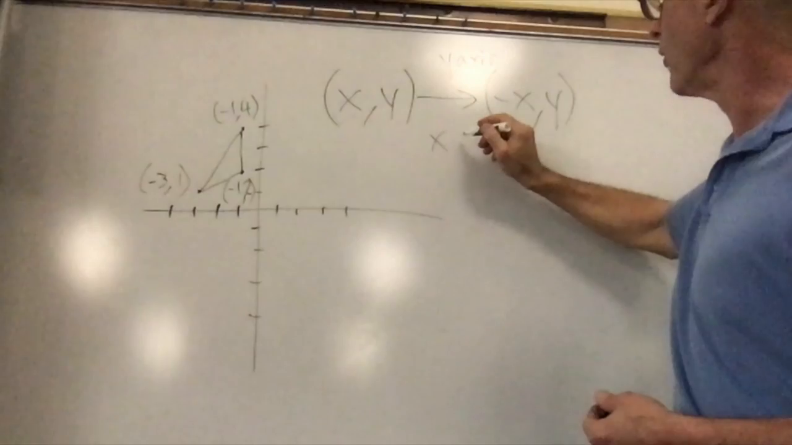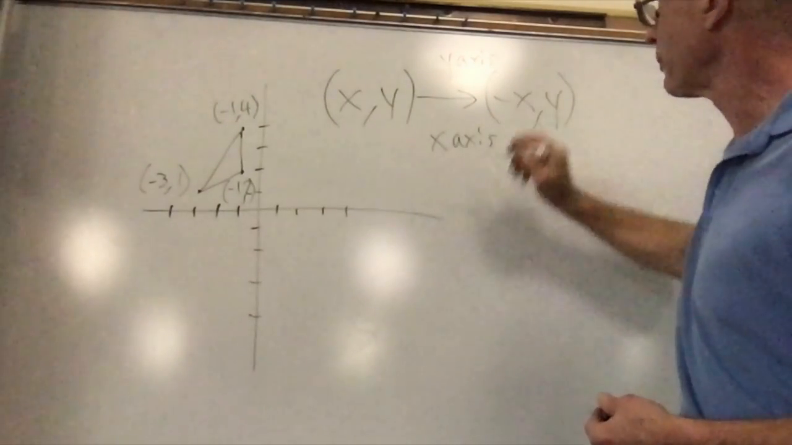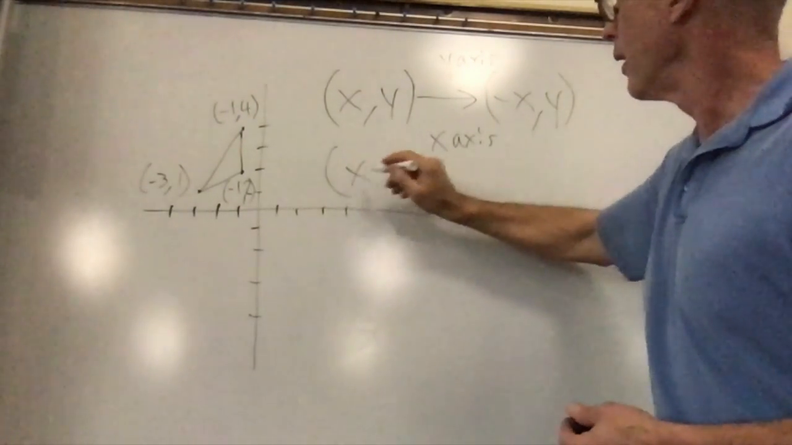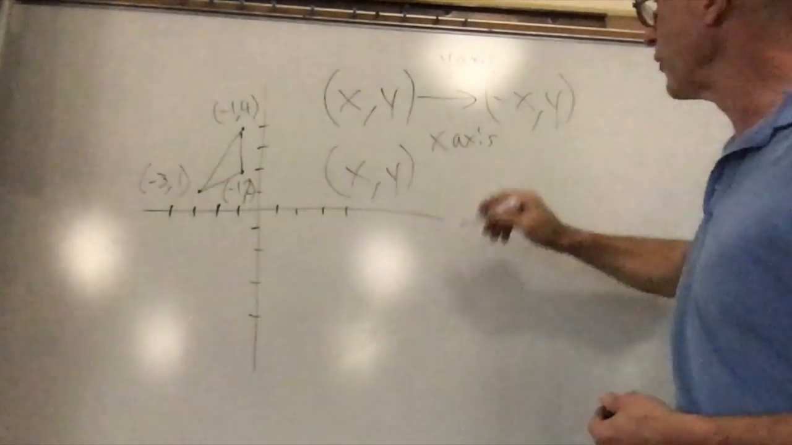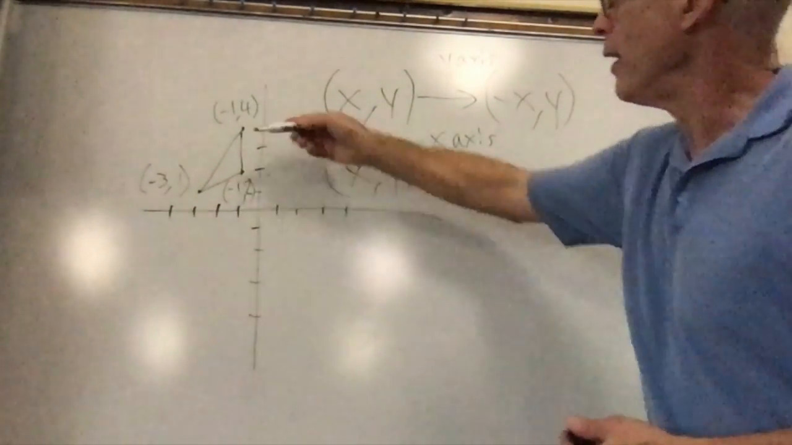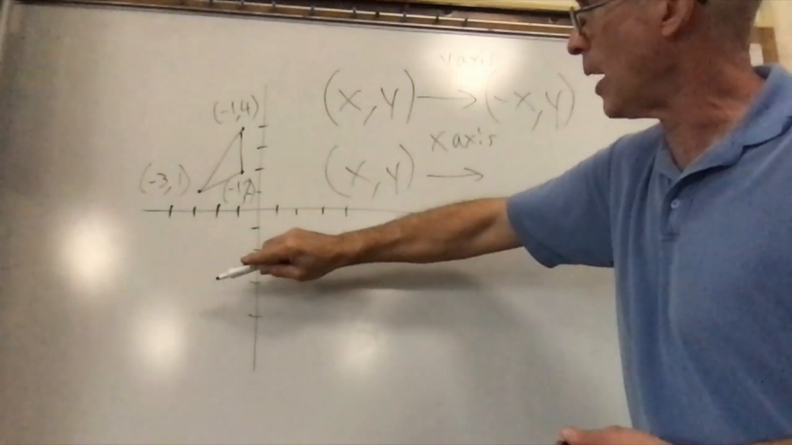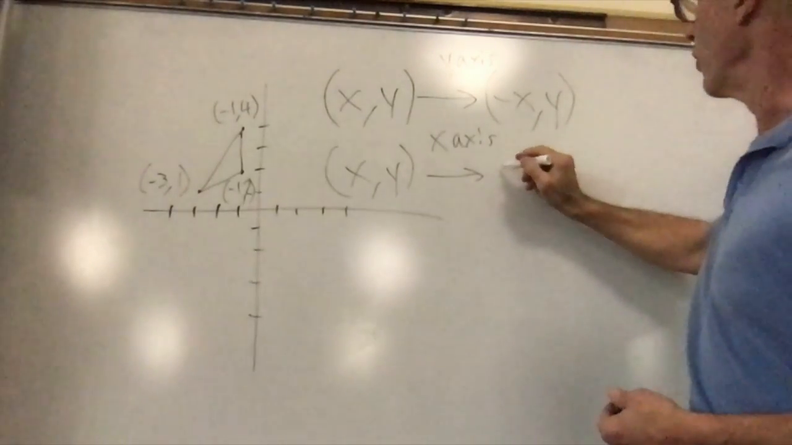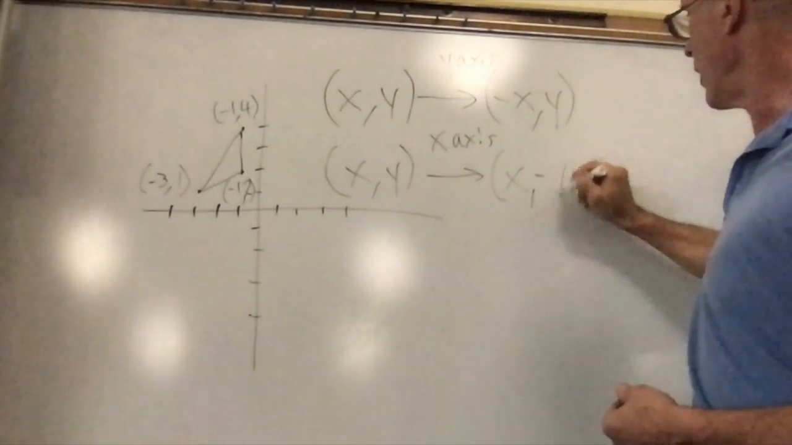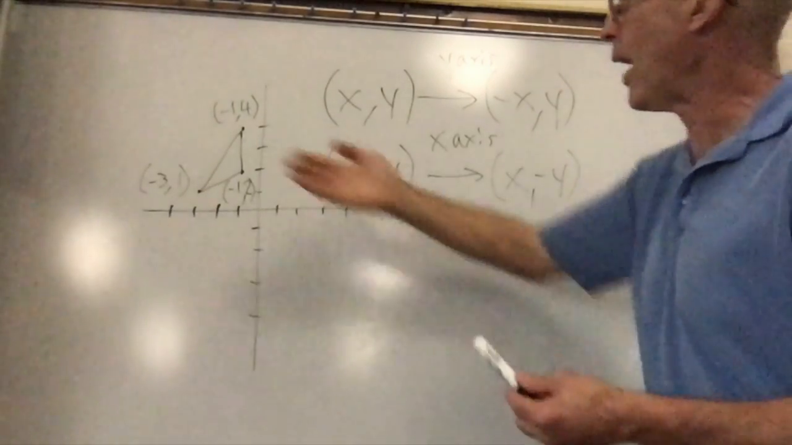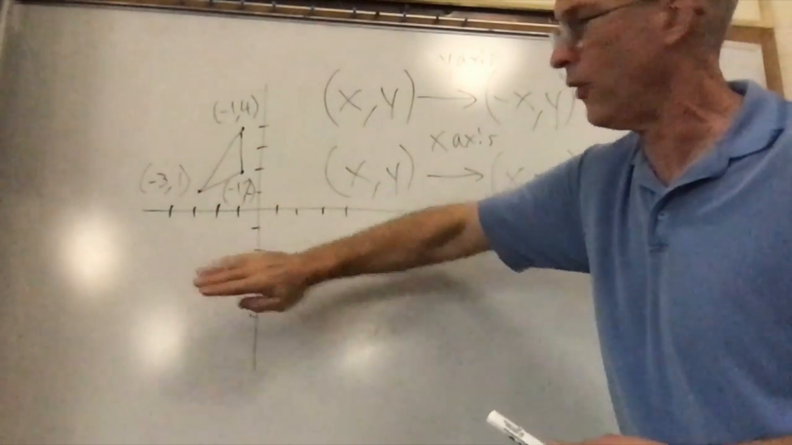If you're going across the x-axis, you can probably envision what that's going to look like. Every y is going to become the opposite. So it'll be x and the opposite of y. And that will simply just reflect that down there.